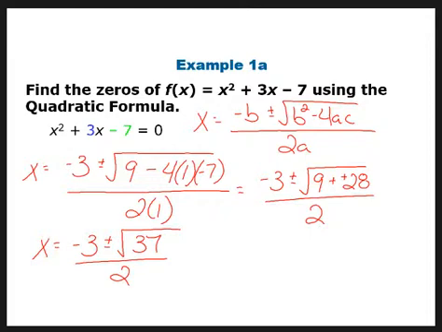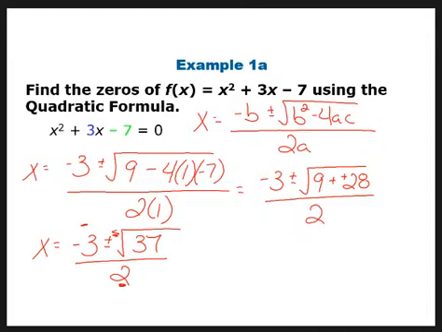Now this one becomes a lot easier than the last one because if I look at what I have, I can't do anything with the square root of 37 because 37 is prime. So obviously no perfect squares go into it. And if I look at my negative 3, the 1 that is technically out front here, and the 2 on the bottom, those don't have anything in common that I could divide out of all three. So because I can't do anything else with it, what I have up there is essentially my answer.